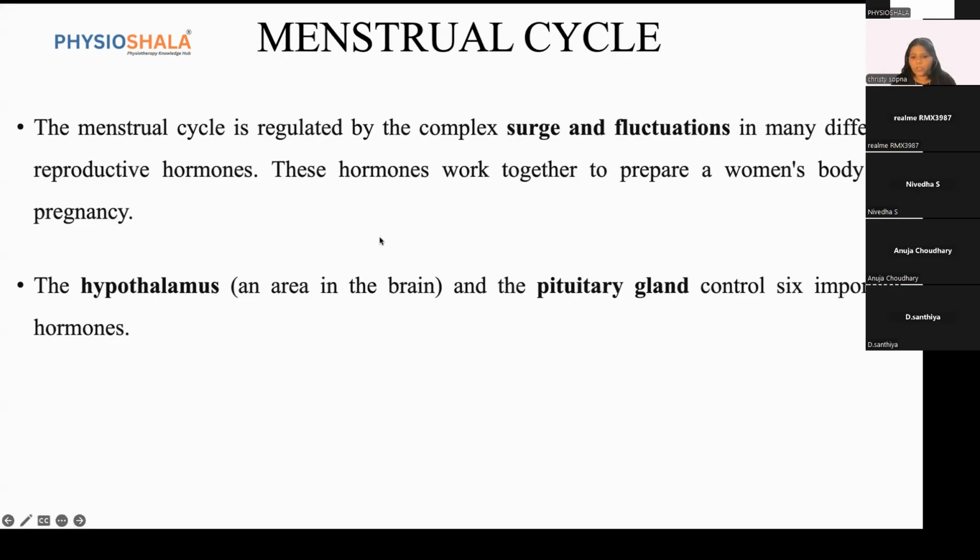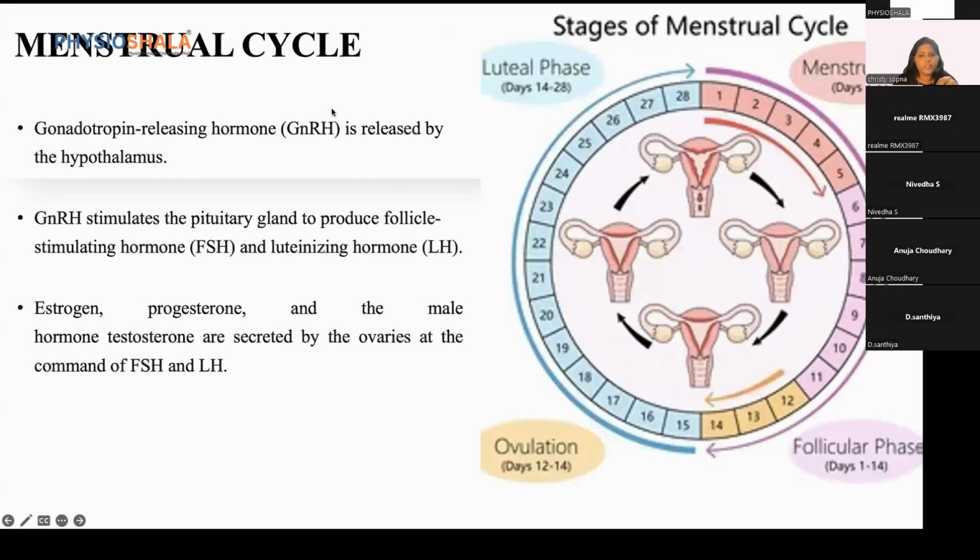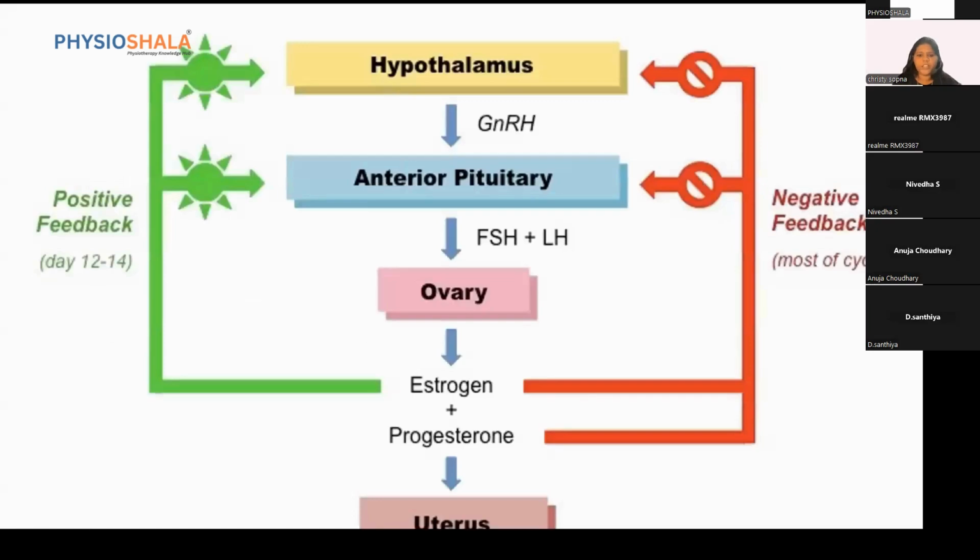These hormones work together for the synchronized activity between the ovary and the endometrium. The hypothalamus and the pituitary gland control the six hormones which are responsible for menstruation. In the menstrual cycle, first a gonadotrophin releasing hormone is released from the hypothalamus. So the hypothalamus is the site from which the gonadotrophin releasing hormone gets released, and it will act on the anterior pituitary.